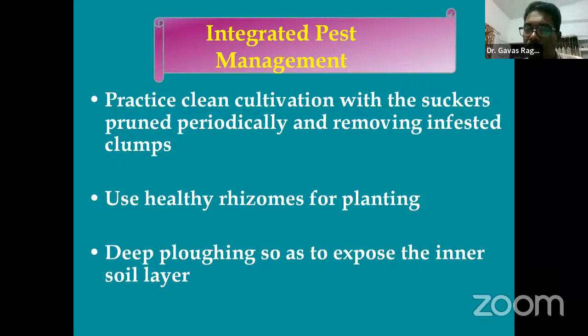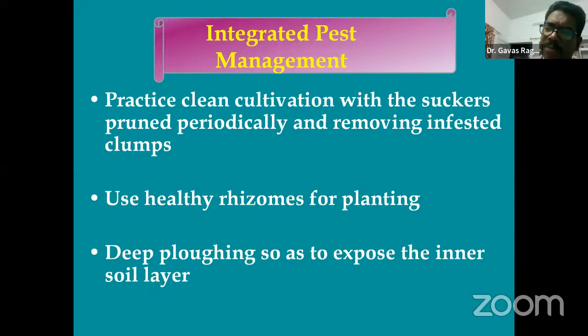to sunlight, or we can smear the suckers with an entomopathogenic fungus solution. Basically, we use Beauveria bassiana. What we do, we suggest the farmers dip the pared suckers into Beauveria bassiana solution for half an hour, then go for planting. And by that application, we can really organically control this rhizome weevil.